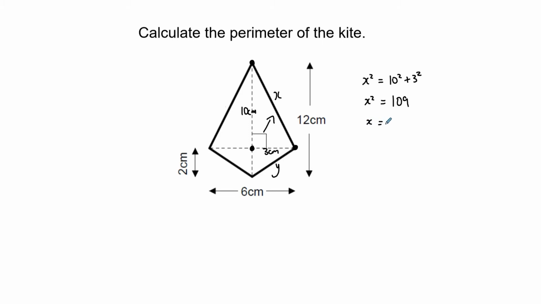And again, it's just following that working after that. So X equals the square root of 109, and then type that into your calculator. The square root of 109 is going to be 10.44. Again, we'll just go to 2 decimal places, centimeters.